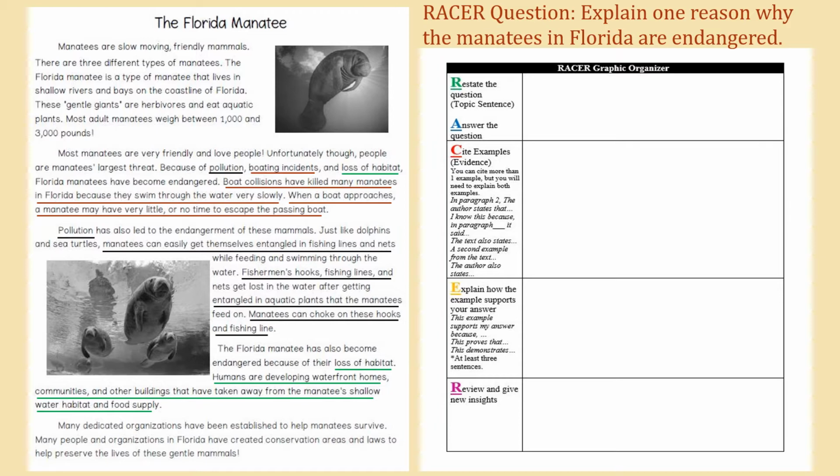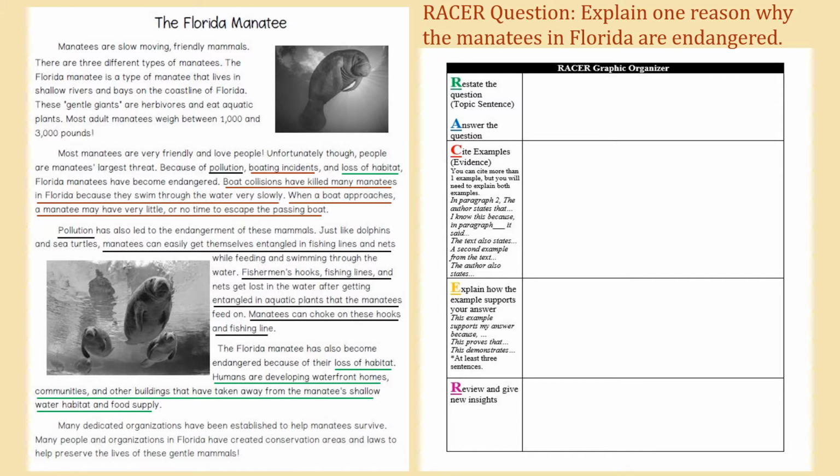Okay, very quickly, the Florida Manatee. Manatees are slow-moving, friendly mammals. There are three different types of manatees. The Florida manatee is a type of manatee that lives in the shallow rivers and bays on the coastline of Florida. These gentle giants are herbivores and eat aquatic plants. Most adult manatees weigh between 1,000 and 3,000 pounds. Most manatees are very friendly and love people. Unfortunately, though, people are manatees' largest threat. Because of pollution, boating incidents, and loss of habitat, Florida manatees have become endangered.